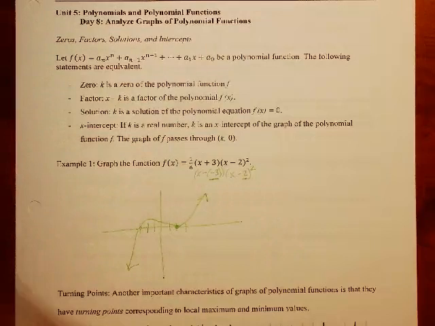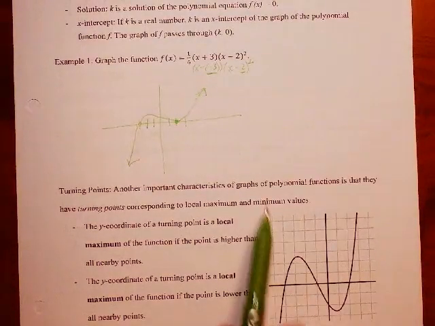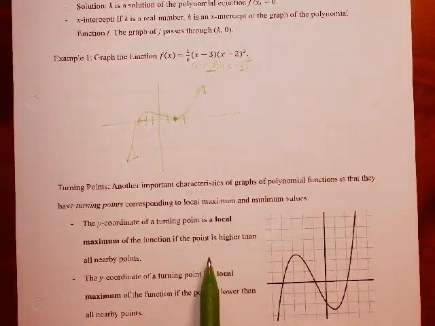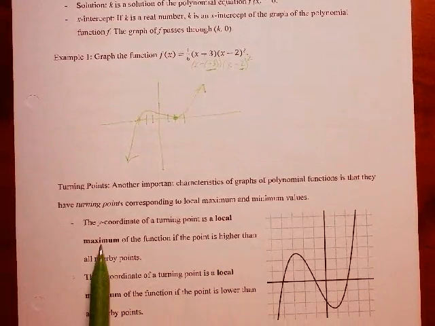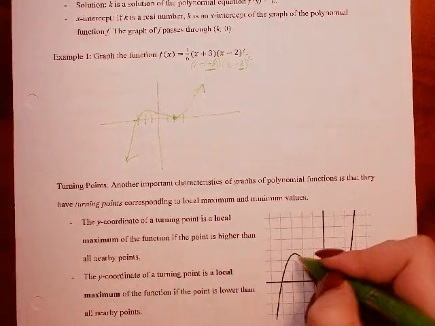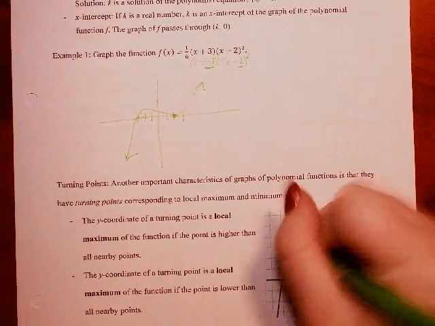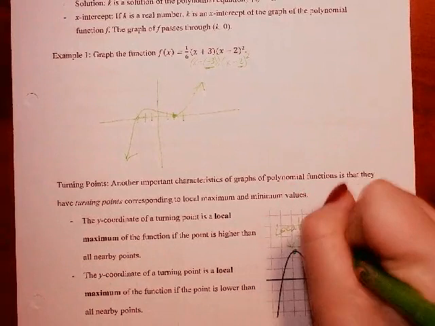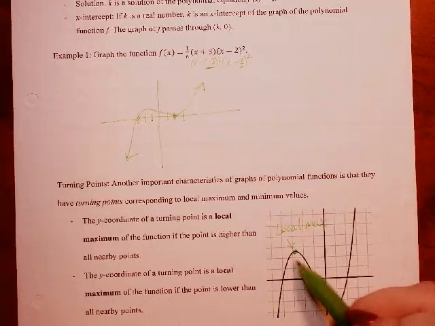Okay. Another important characteristic of graphs of polynomial functions is that they have turning points corresponding to local maximum and minimum values. The y-coordinate of a turning point is a local maximum of the function if the point is higher than all nearby points. So this is a local maximum because it's the top of the hill. Nothing near it is higher than it.